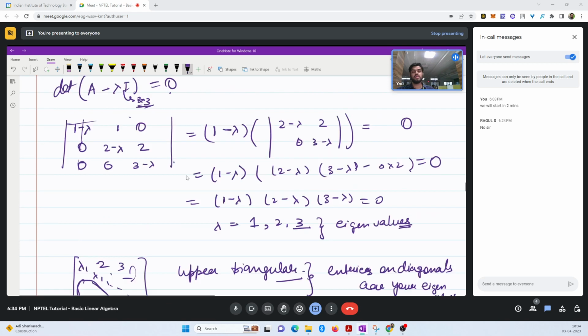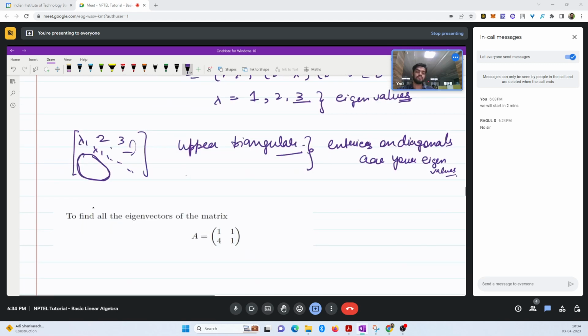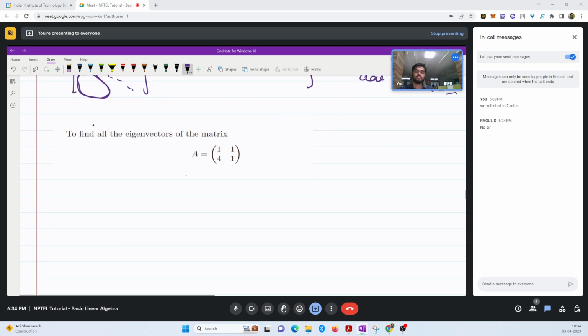Okay, for example, in this example we had 1 2 3 on the diagonal, so its eigenvalues were 1, 2, and 3.